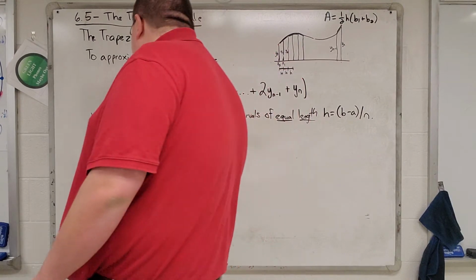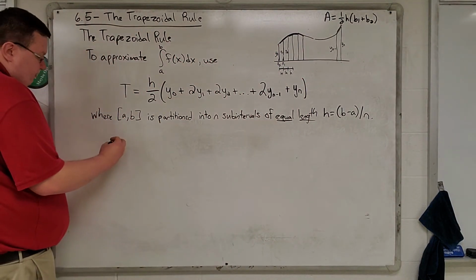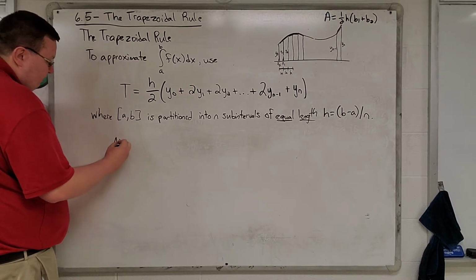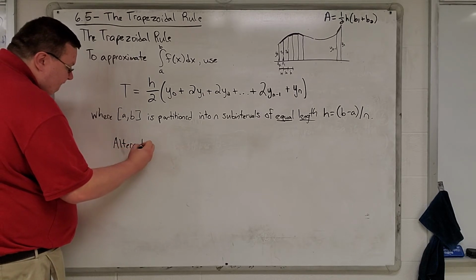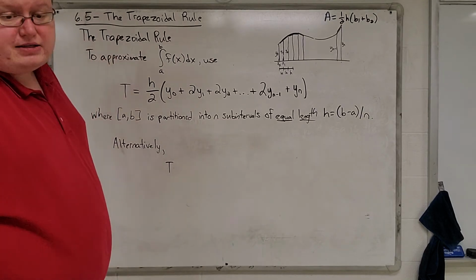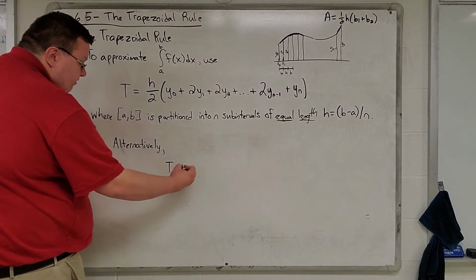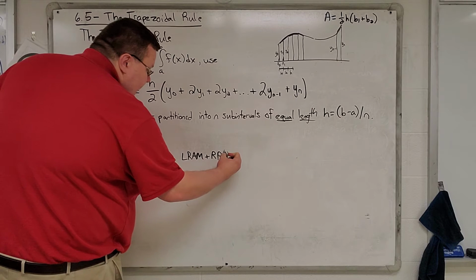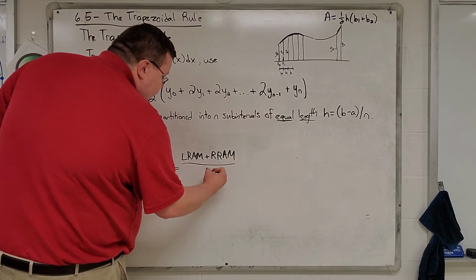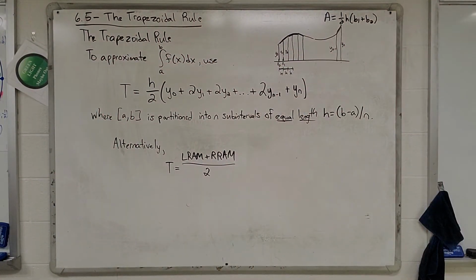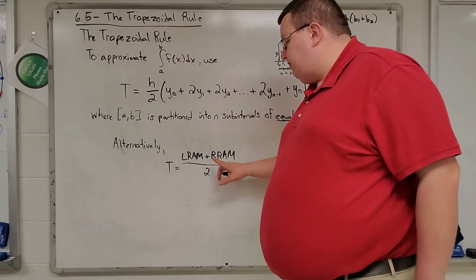Also, one other thing, before we go to an example. Alternatively, T is also equal to the LRAM plus the RRAM divided by 2. So alternatively, the trapezoidal approximation is also equal to the average of the LRAM and the RRAM. You add them together and divide by 2.